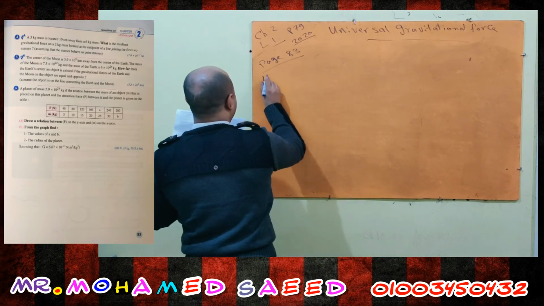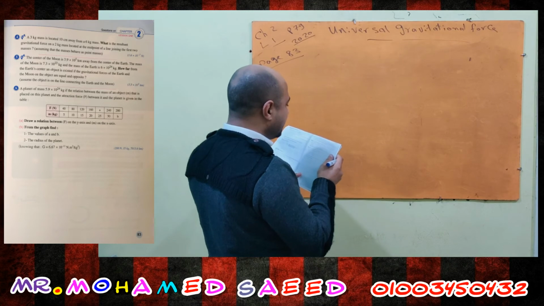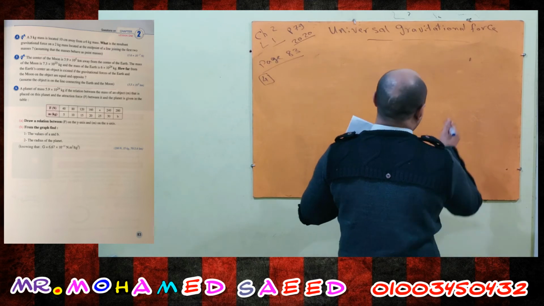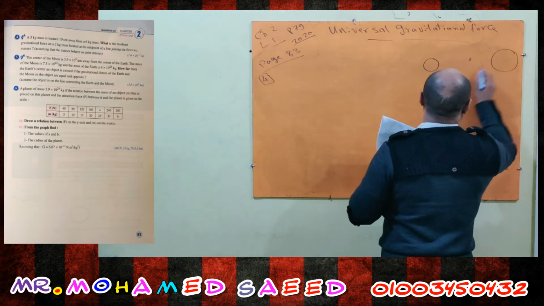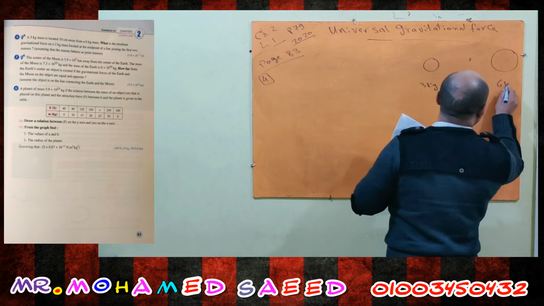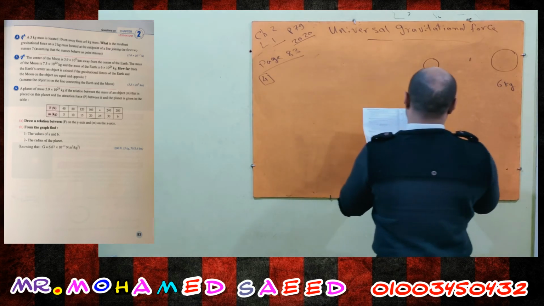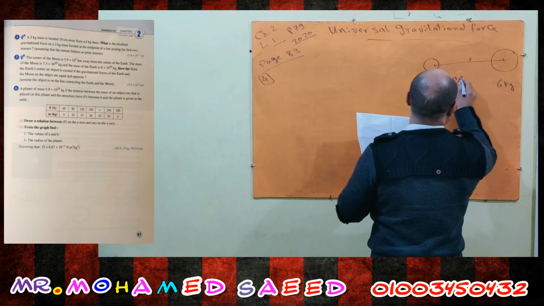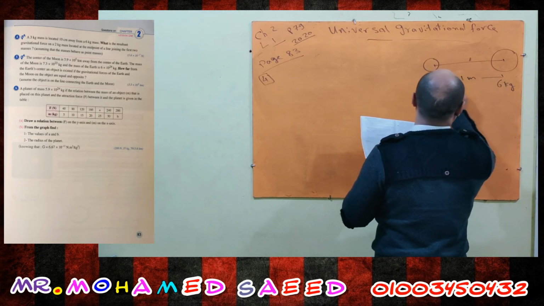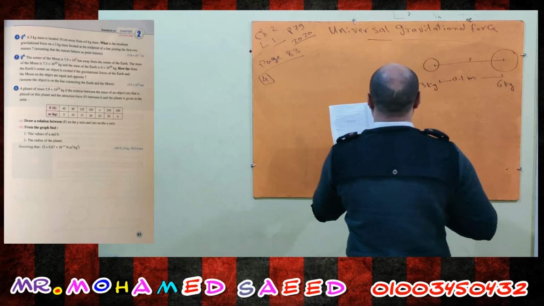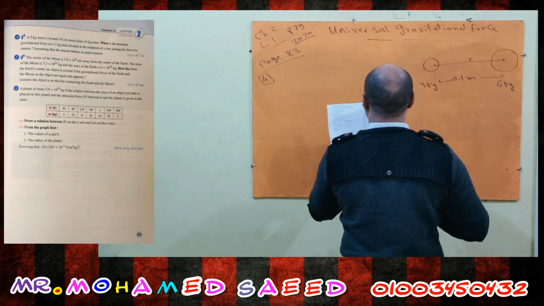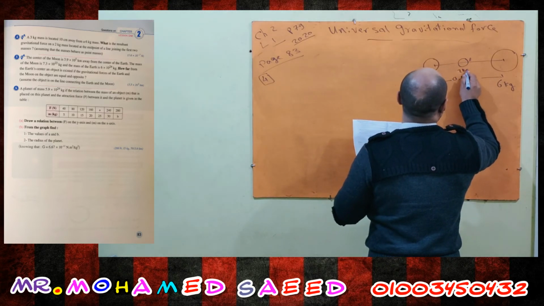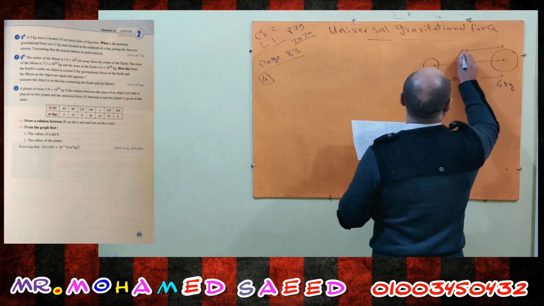Number 4, the question said that a 3 kilogram mass is located 10 centimeters away from a 6 kilogram mass. 3 kilogram mass with 6 kilogram mass is located 10 centimeters, or 0.1 meter distance. What is the resultant gravitational force on a 2 kilogram mass located at the midpoint? I have a 2 kilogram mass located at the midpoint, so this distance equals this distance.